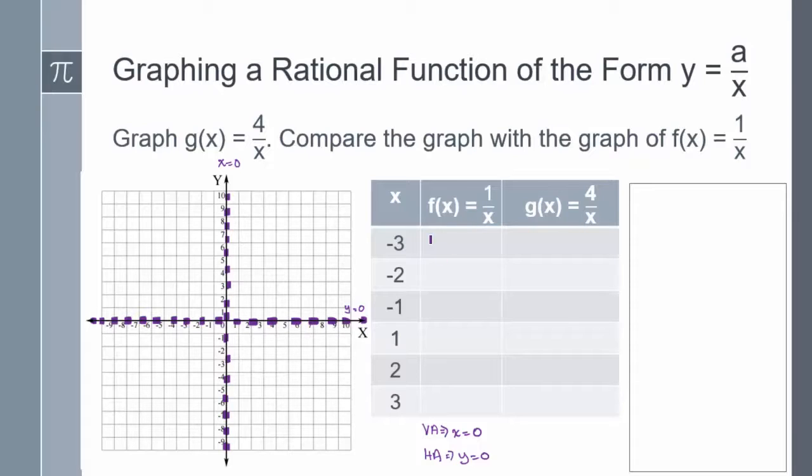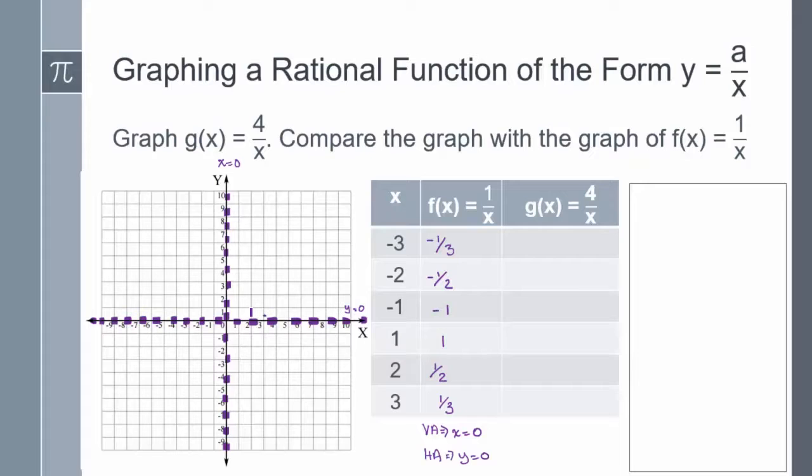1 divided by -3 is -1/3. 1 divided by -2 is -1/2. 1 divided by -1 is -1. 1 divided by 1 is 1. 1 divided by 2 is +1/2. And 1 divided by 3 is +1/3.